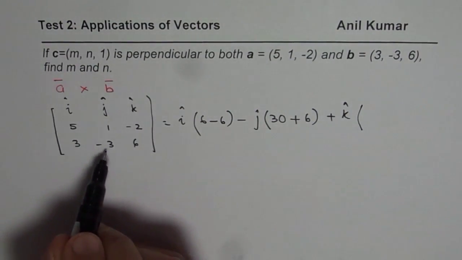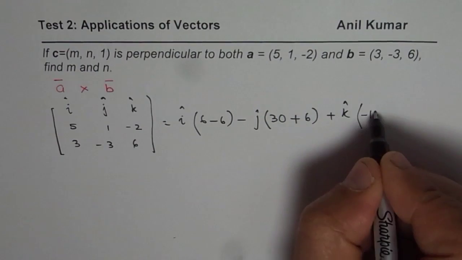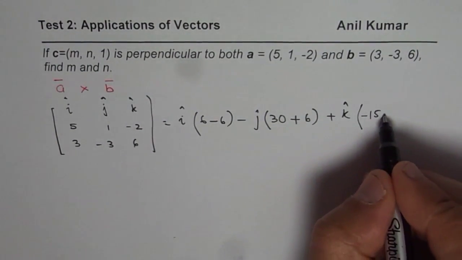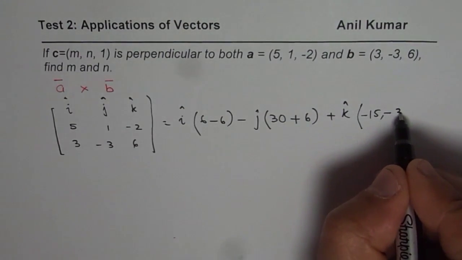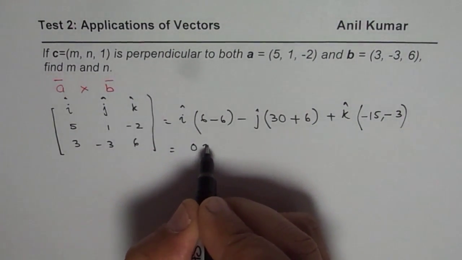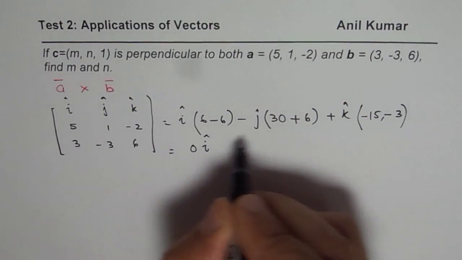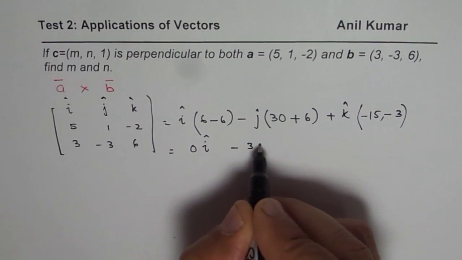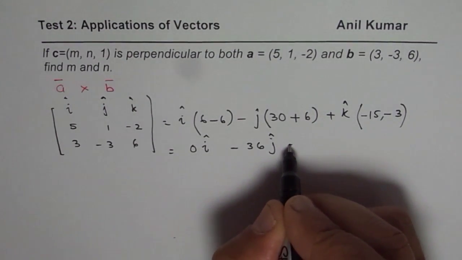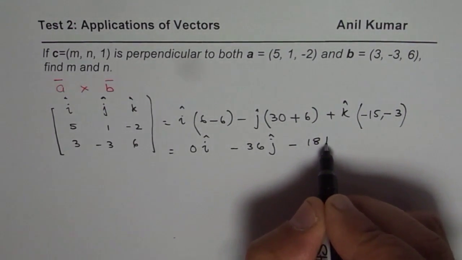And for k we hide this row and column. We are left with 5 times minus 3, which is minus 15, and then minus 3 minus 1. So minus 3 minus 1 is 3. So that is what we get. You could now solve this as 0i, right? And as far as j is concerned, it is minus 36j, and the k value is minus 18k.